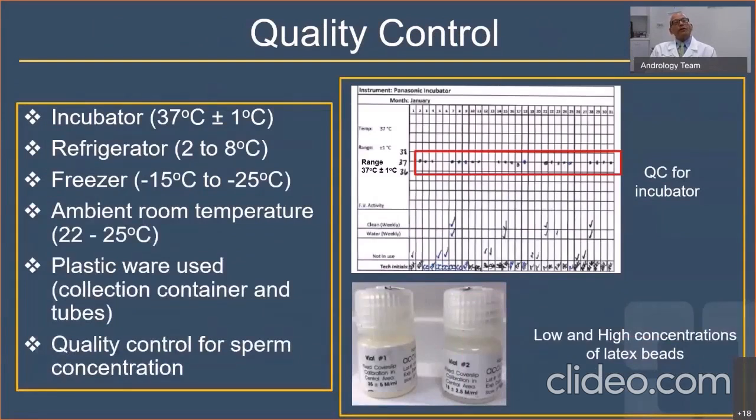Quality control is very important in the semen analysis, as Dr. Gupta also elaborated. The quality control includes the temperature for incubators, the refrigerators, the ambient room temperature, the plastic ware used, and more important, the quality control for sperm concentration. On your right is an example of recording the temperature for the incubator, and anytime the temperature fluctuates below or above the recommended range, proper steps must be taken to correct this. At the bottom is the example of the quality control for sperm concentration. We make use of two latex concentrations, low and high, and this provides us the range in which the sperm concentration is expected. Next slide, please.